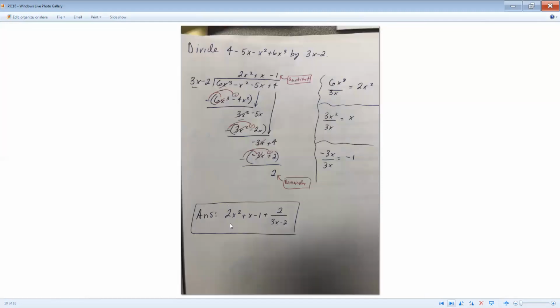And then our final answer will be 2x squared plus x minus 1 plus this 2, which was our remainder, over what we were dividing by, 3x minus 2. And that will be our final answer. And that is dividing with polynomials.